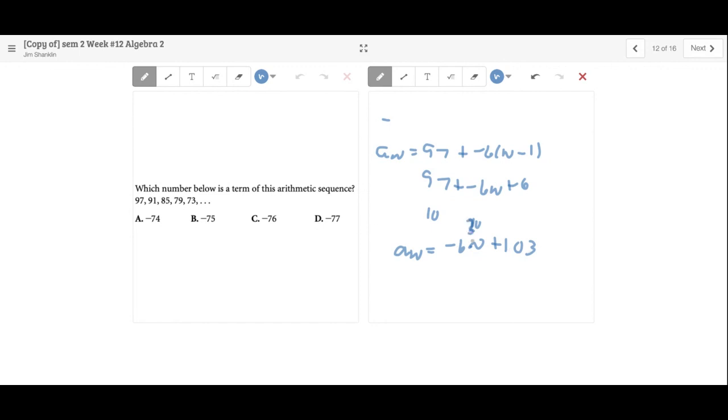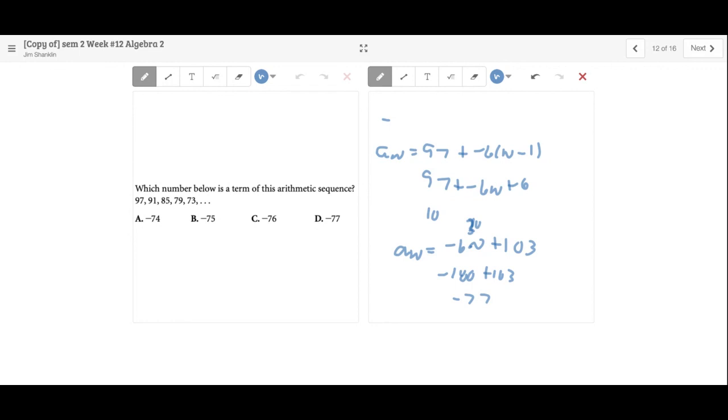So I just tried 30. So I put 30 in here. So negative 6 times 30, that's negative 180 plus 103. What is negative 180 plus 103? Is that negative 77? So I just had to kind of use a little bit of thought process. I didn't know what number to plug in there.